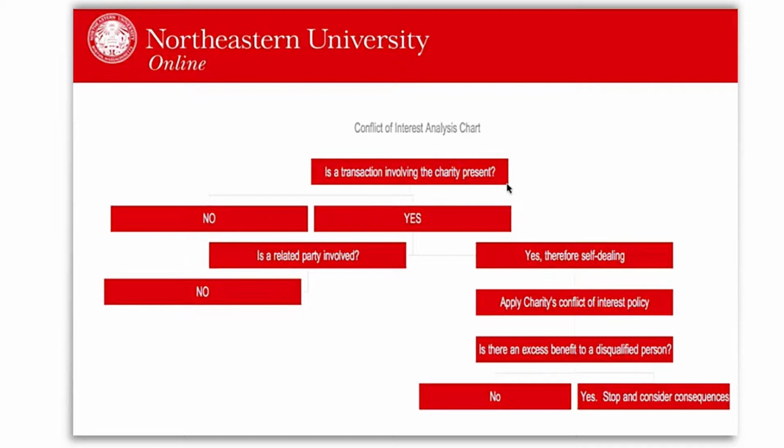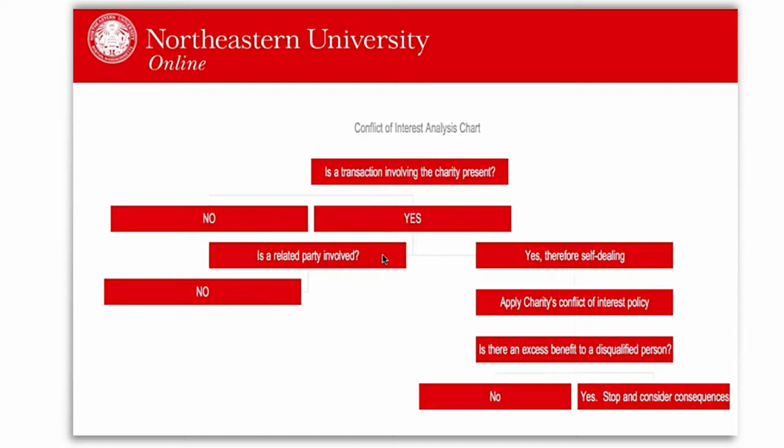That's a transaction involving an economic benefit, right? Because the person who's being hired is getting a paycheck. If there is no transaction involving economic benefit, then we really don't need to look at the conflict of interest. If there is a transaction, then we need to dig a little further, go a little further into our analysis.